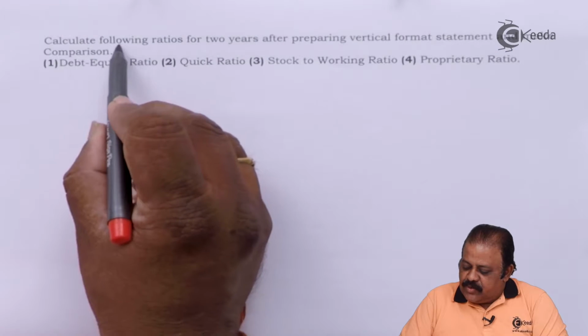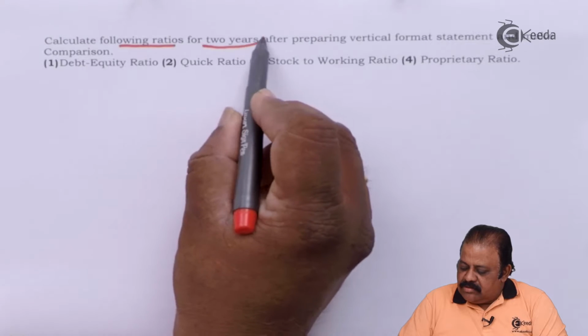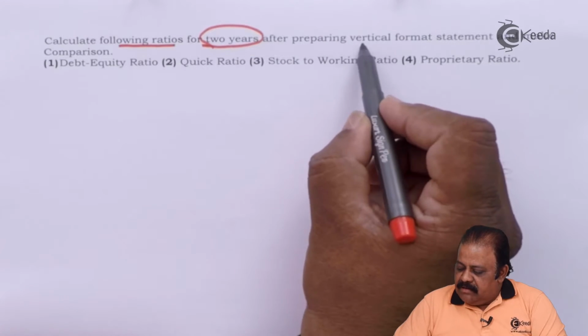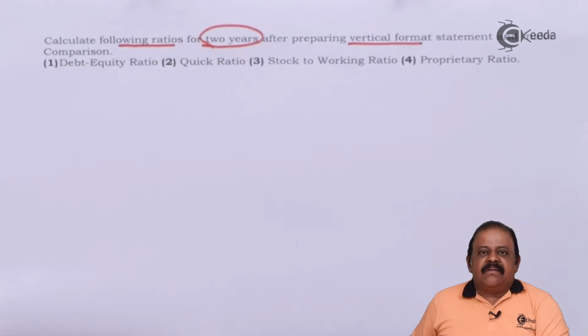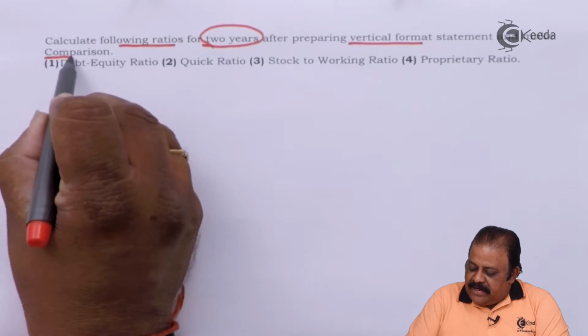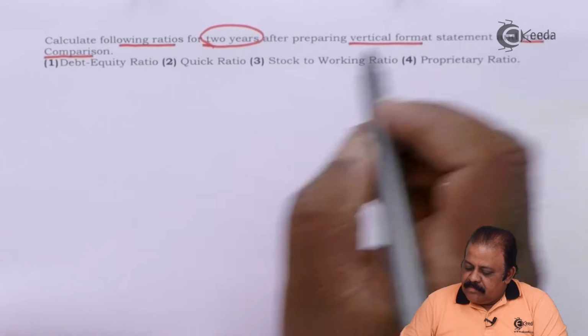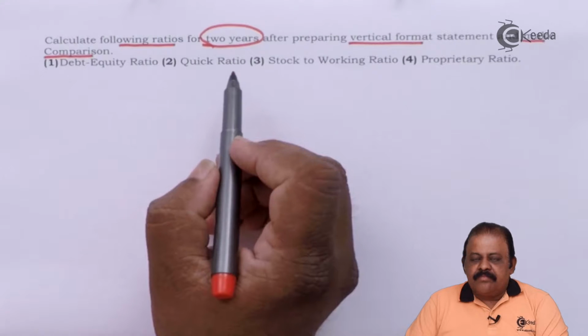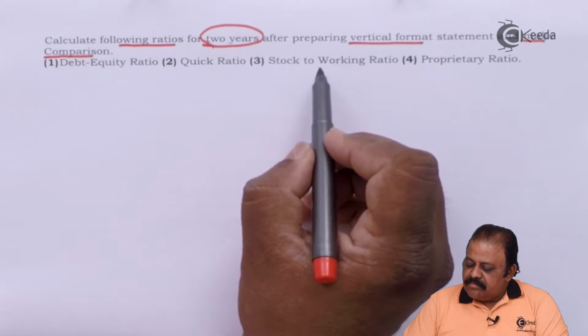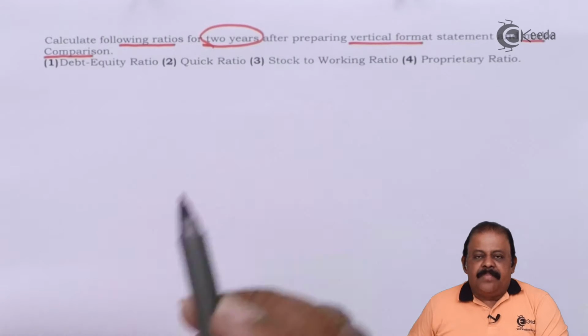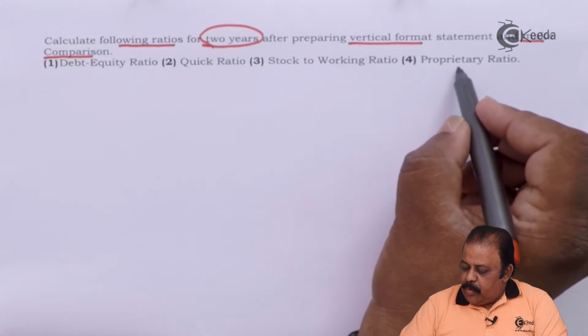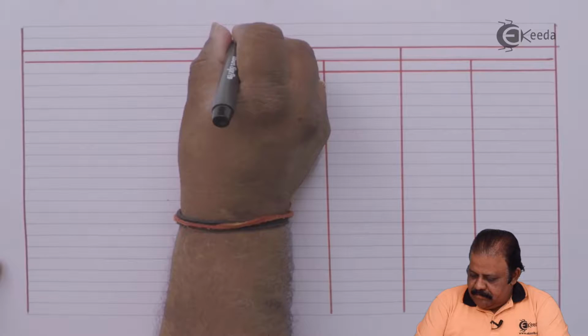Calculate the following ratios for the two years after preparing the vertical format statement and make a comparison: debt equity ratio, quick ratio, stock to working capital ratio, proprietary ratio.